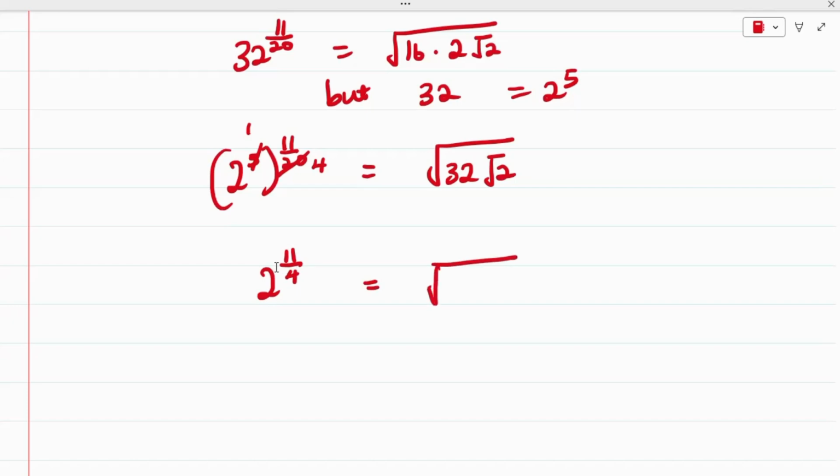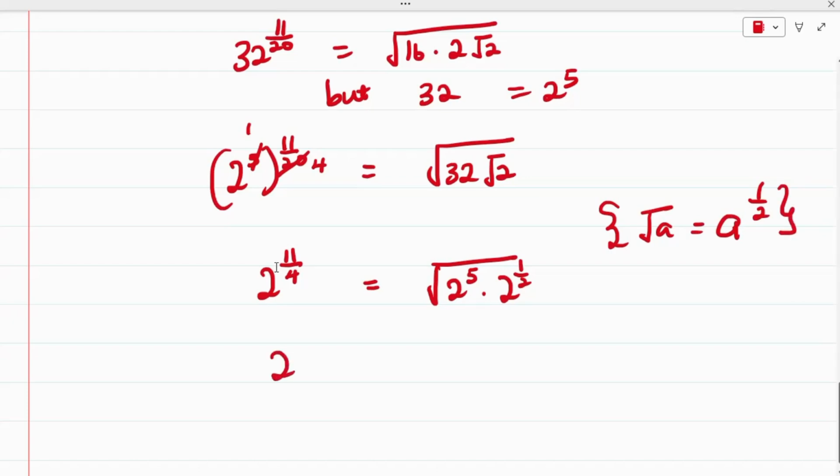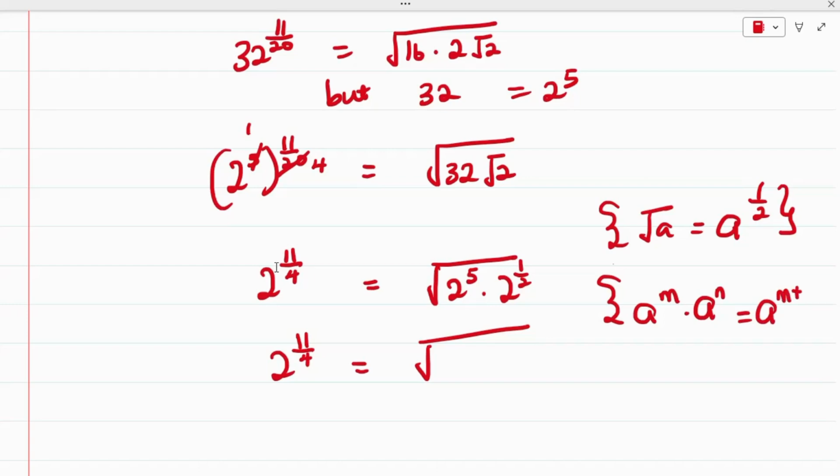can be expressed in terms of 2 as 2 raised to the power of 5 multiplied by 2 raised to the power of 1 over 2, and this is gotten from the fact that the root of a can be expressed as a raised to the power of 1 over 2. So we have 2 raised to the power of 11 over 4 is equal to the square root of, from the property of exponents, if we have a raised to the power of m multiplied by a raised to the power of n, this is equal to a raised to the power of m plus n. So we have 2 raised to the power of 5 plus 1 over 2.